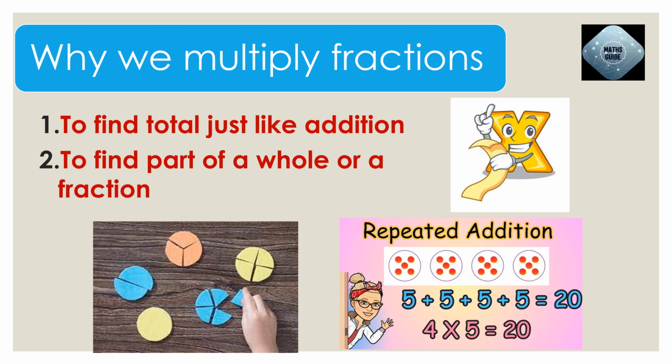Now the question arises, why do we multiply fractions? We multiply them to find the total, just like addition, and to find part of a whole or a fraction. Multiplication often takes less time than addition because it's more efficient in processing repeated operations. Multiplication is repeated addition. Instead of adding 5 four times, we just multiply 5 by 4 to get the same result. This reduces the number of steps needed to arrive at the same result.